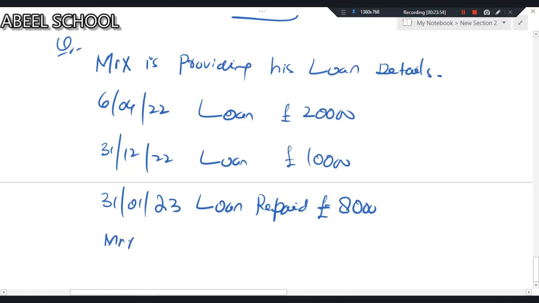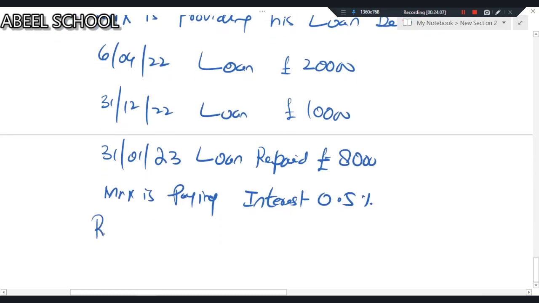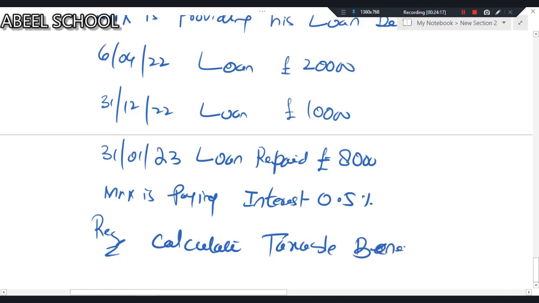Mr. X is paying interest 0.5%. Required: calculate taxable benefit. These taxable benefits increase employment income. So you just need to calculate taxable benefit. Now listen carefully. When it comes to beneficial loan benefit, there are two methods. One is called precise or accurate method, and another is average method.